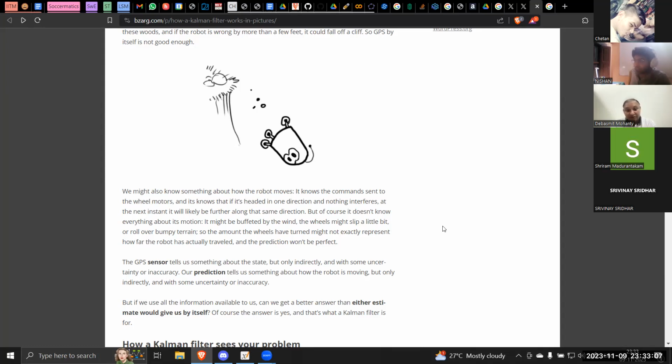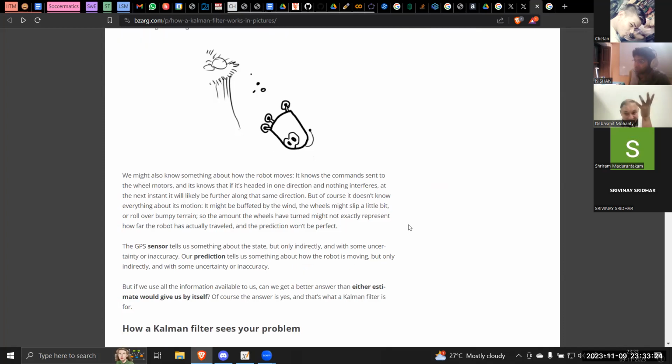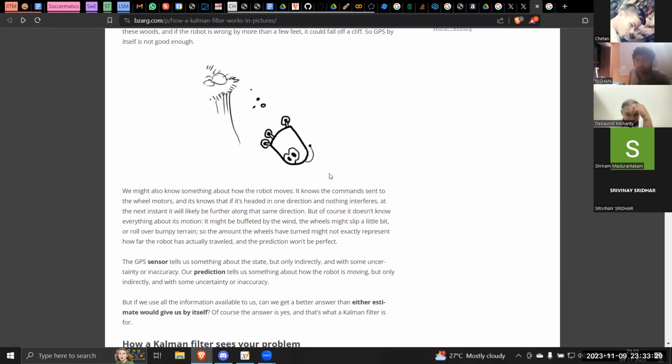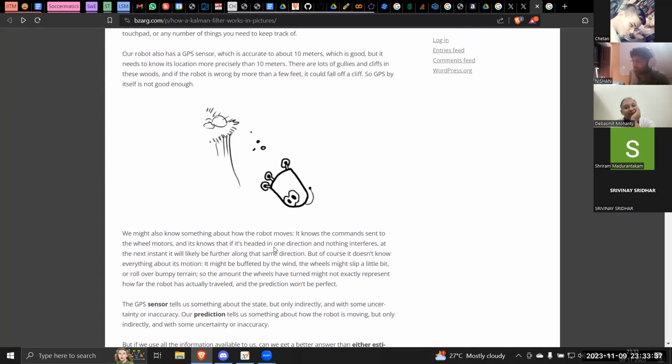It might be buffeted by the wind. The wheels might slip a little bit or roll over bumpy terrain. So the amount the wheels have turned might not exactly represent how far the robot has actually traveled, and the prediction won't be perfect. Okay, so there are going to be some slips and effects of wind and all. So we cannot rely on the data being furnished by the motor itself, how many revolutions and those things.